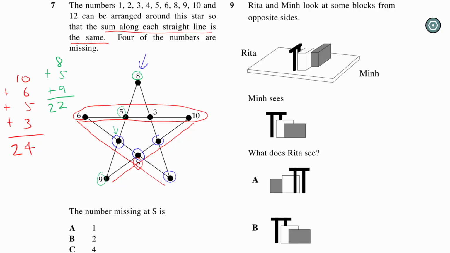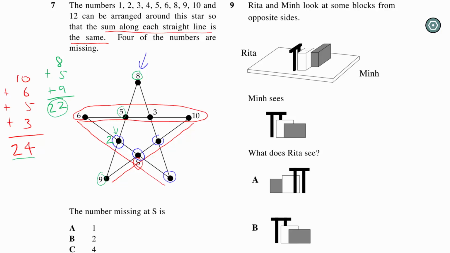Now we know that each line should be the same, like the question says, and we know that the first line we calculated was 24. So if so far this line adds up to 22, then that missing number here should be 2. So 2 belongs there.